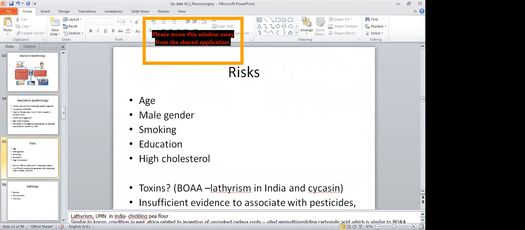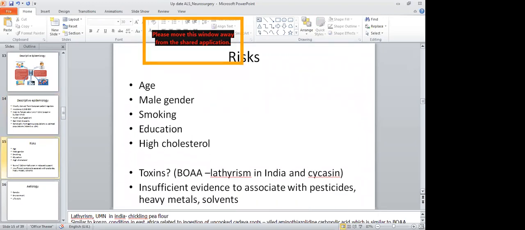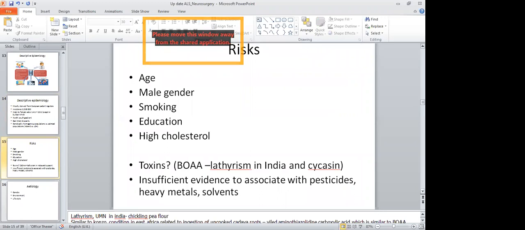So in terms of risks associated with ALS, it seems that age is probably the most important denominator. The older you are, the higher the risk of developing ALS. Again, male gender seems to predispose individuals to some degree, not significantly, but to some level, to this condition. Smoking, education, and high cholesterol have recently been reported as potential risk factors.